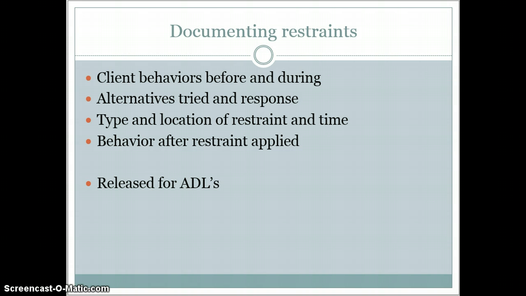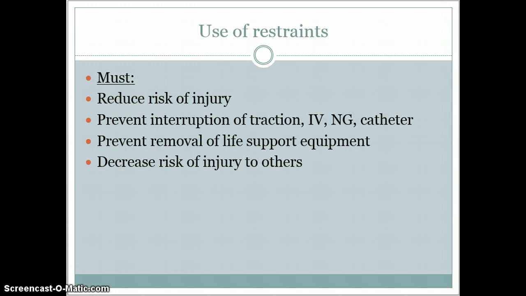You want to make sure you can get 2 fingers between the restraint and the person, that it's not on too tight. And then again, we have to offer our drink and activities range of motion. So a use of restraint must reduce the risk of injury. We have to document that. Prevent interruption of your tubes or things that they have going on. Removal of life support. Decrease the risk of injury to others.